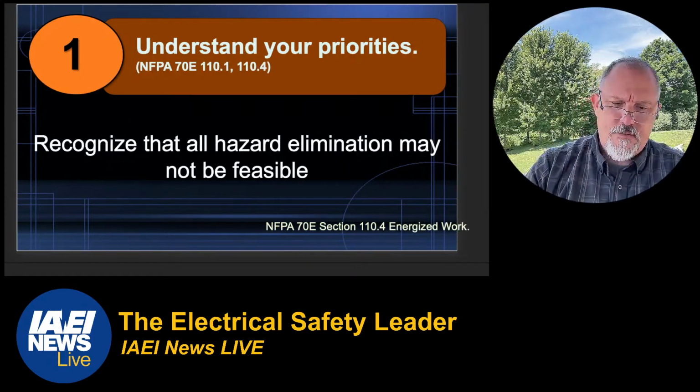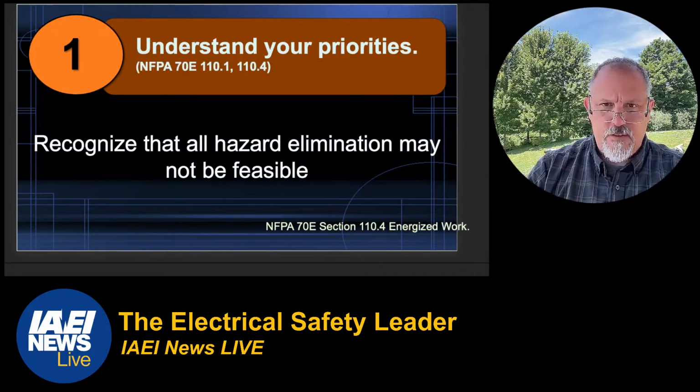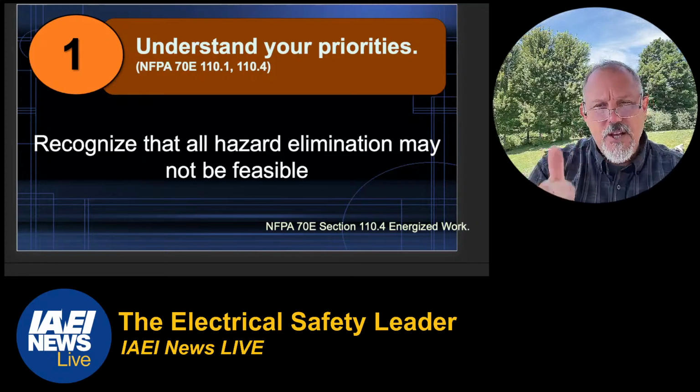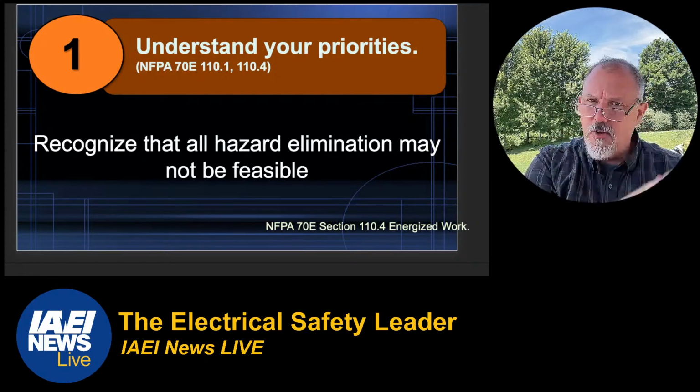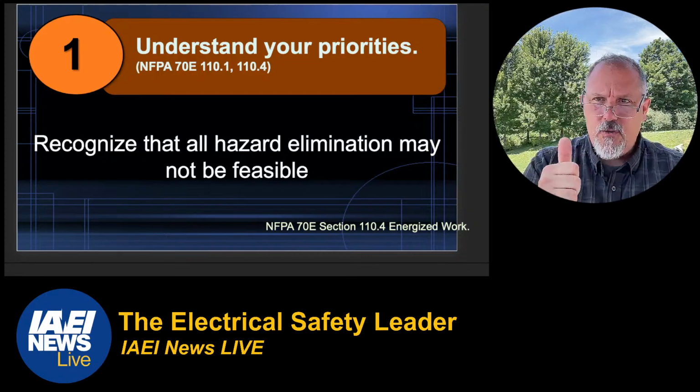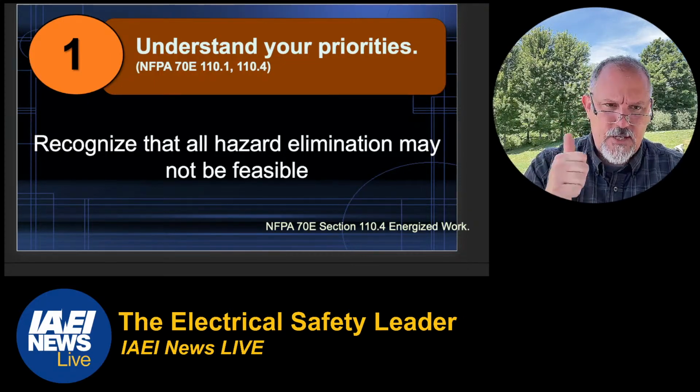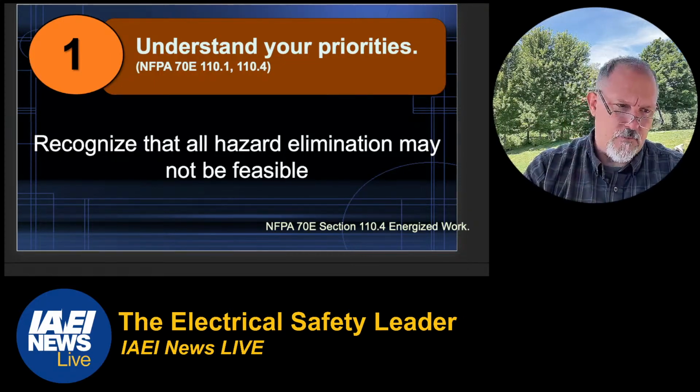110.4 says energized work. This is your additional hazards or infeasibility, equipment operating at less than 50 volts. So recognize that all hazard elimination may not be feasible. So what we're trying to say here is, and I think we've talked about it a little bit in the chat, you have to establish an electrically safe work condition, but again, it might not always be feasible.